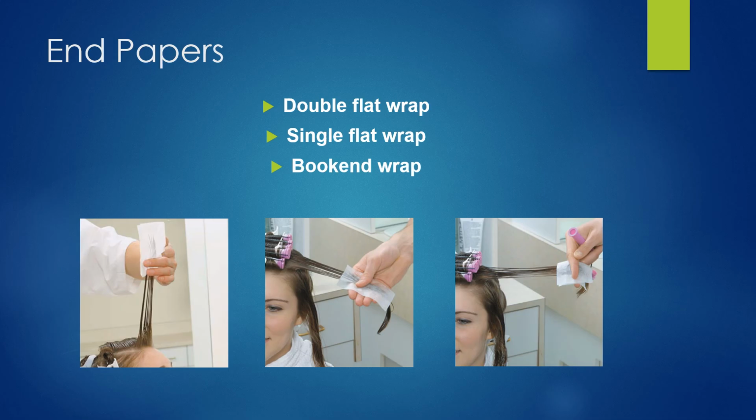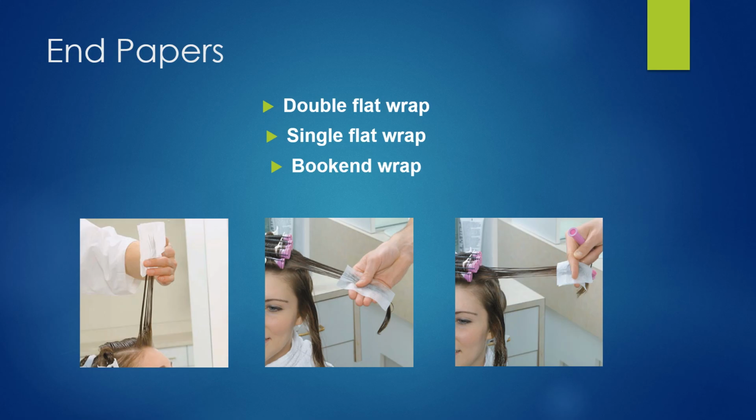Also known as end wraps, end papers are absorbent papers used to control the ends of the hair when wrapping. When wrapping, paper should extend beyond the hair ends, keeping them smooth and straight, and to prevent fishhooks, which is hair that is bent at the ends.